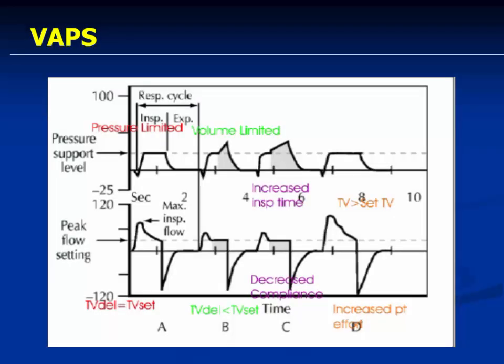So as you can see here in this cycle, this is a pressure limited volume breath. This is a pressure support level. This is a pressure tracing. This is a flow tracing. So as you can see here, the pressure support level is here. The ventilator assesses that the tidal volume is less. So it increased the pressure support level immediately. And you can see the peak flow setting has come down.